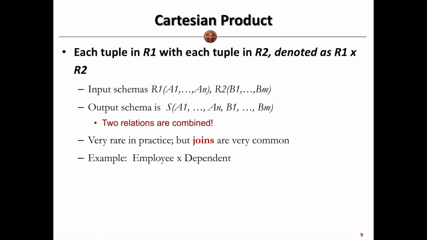Instead, we prefer to use joins. Join is more efficient in terms of cost in both time and space. However, join is actually a more complex operation, defined based on the product together with the selection and projection. We will show that later. Let me provide you with an example about the product between two relations.